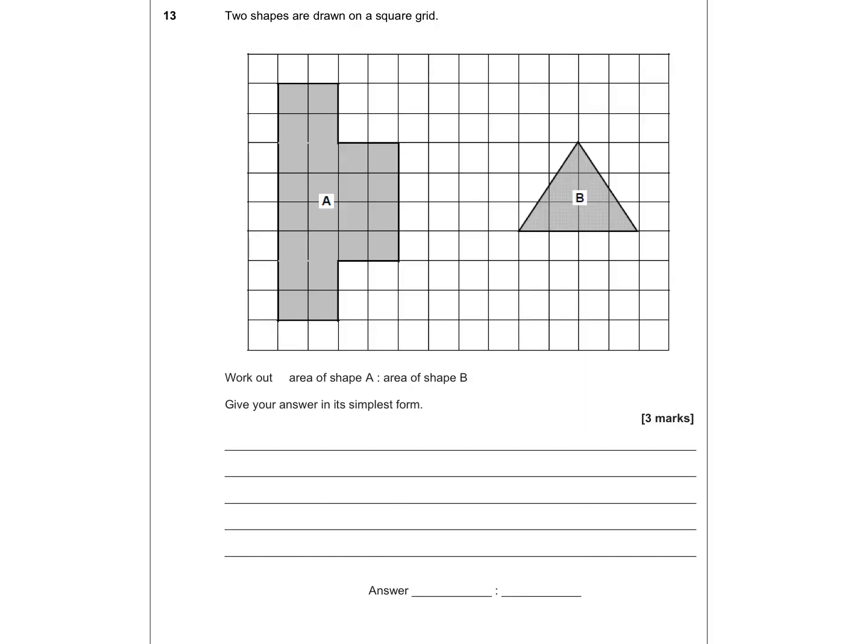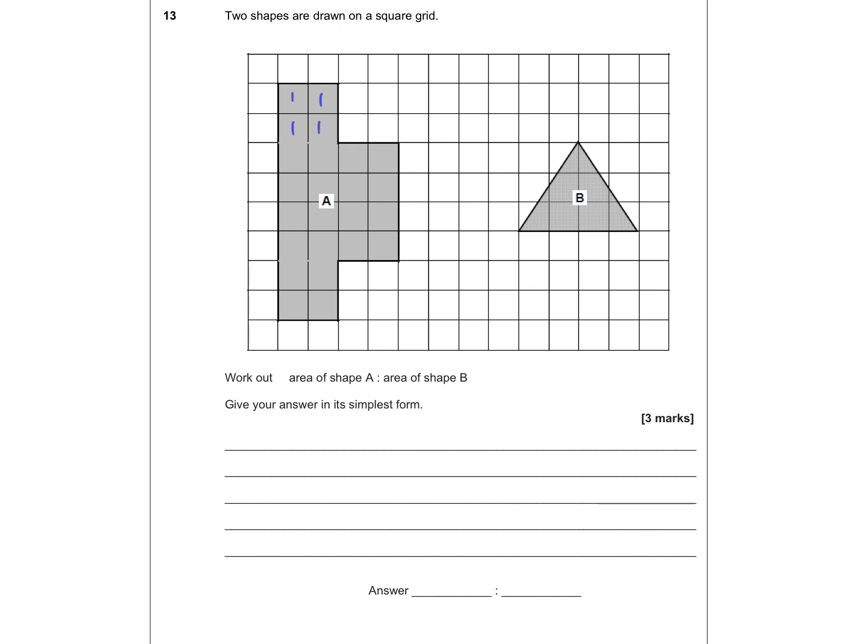Question 13, we have some area and we also have some ratio. 2 shapes are drawn on a square grid. Work out the ratio of the area of shape A to the area of shape B. Give your answer in its simplest form. All right, we're just going to count the squares up. So what has this got?